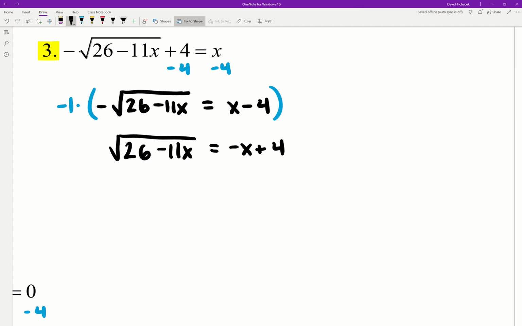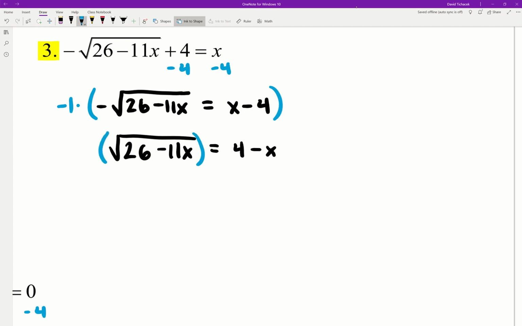And so it would be at this point that I now want to go through and raise both sides to the power of 2. And before I do that, I'm just going to take my right-hand side. Since it's negative x plus 4, I'm going to rearrange that so it says positive 4 minus x. That would be equivalent, and that's just going to make it easier for us to see a little bit later on here.